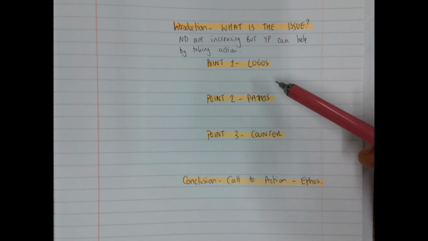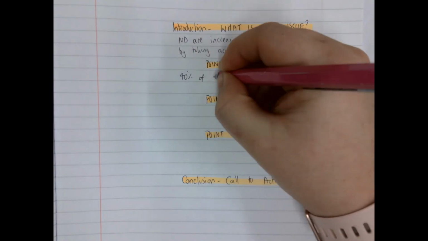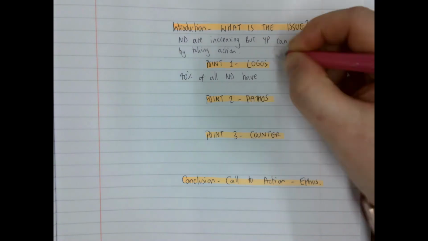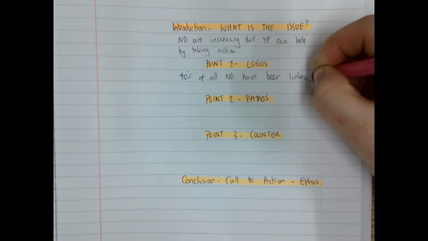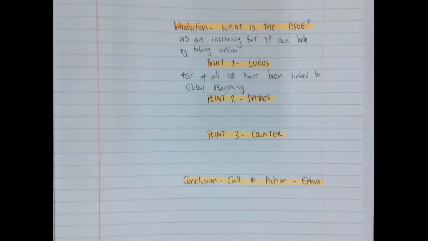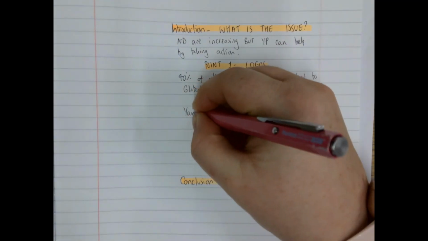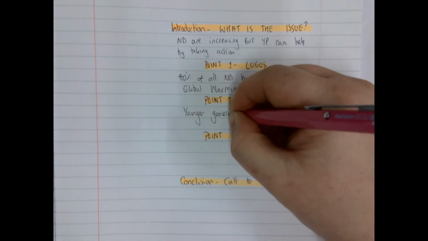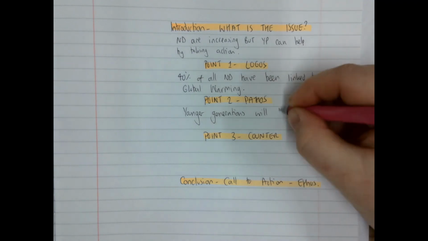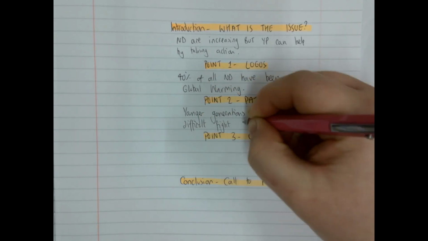So my first point, I need to appeal to the logical part. So I'm just going to write my topic sentence as 40% of all natural disasters have been linked to global warming. So that's my logical first point. Point 2, my pathos, that's where I've got to appeal to the emotional side of my readers. So what I'm going to say here is that younger generations will have a difficult fight if action isn't taken now.